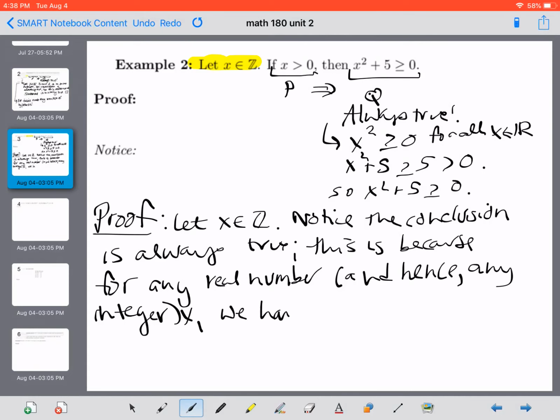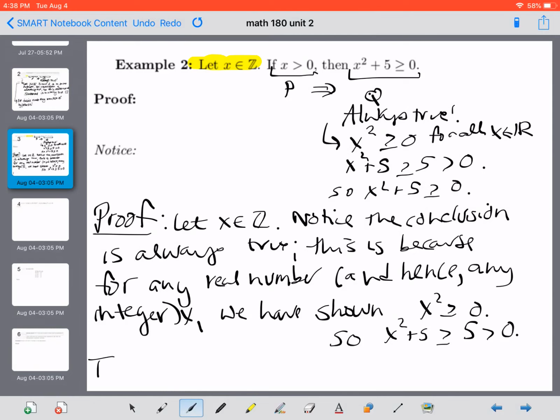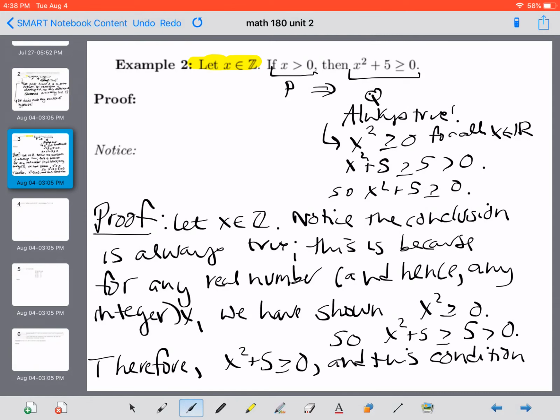we have shown in past proofs that x squared is greater than or equal to 0. So it follows that x squared plus 5 is greater than or equal to 5, which is greater than 0. Therefore, x squared plus 5 is greater than or equal to 0, and this conditional statement is going to be trivially true. That's the end of our proof.